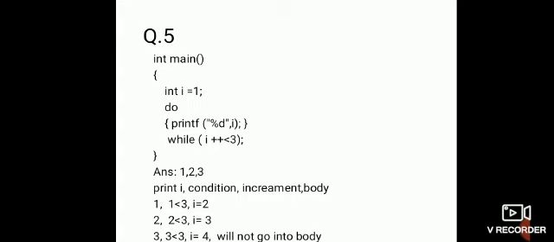So print 1. 1 is less than 3, the condition is true. Then increment. Print 2. 2 is less than 3, the condition is true. Print 3. 3 is less than 3? Condition false. So it will not go into the body. So the output is 1, 2, 3.